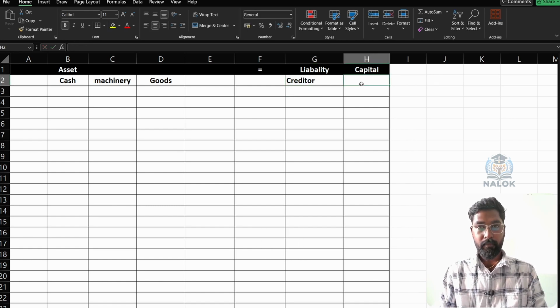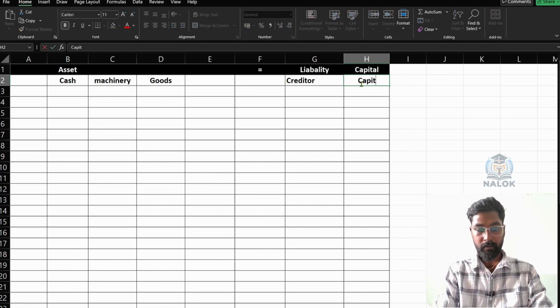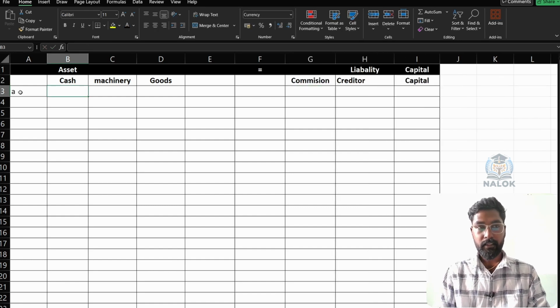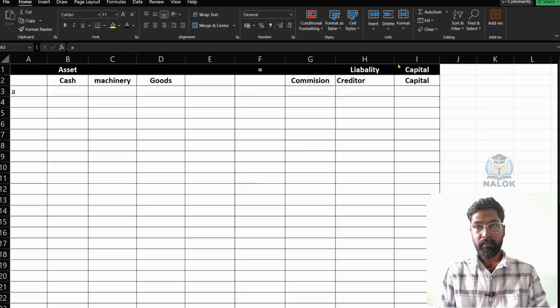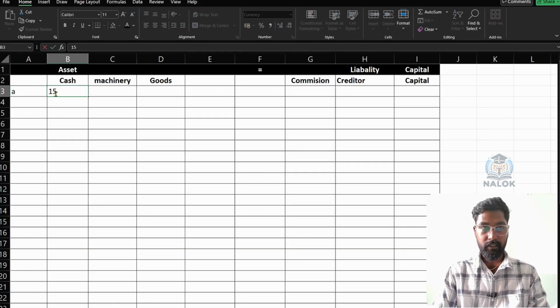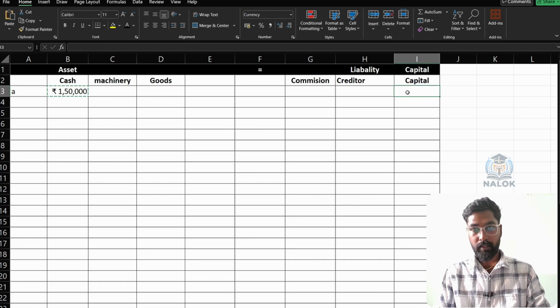So we have to pay them, and the capital is there. Commission. Let's analyze the first transaction. Commenced the business with the cash 1,50,000. So cash asset will increase by 1,50,000. We'll have the capital as 1,50,000. This is going to be our total.